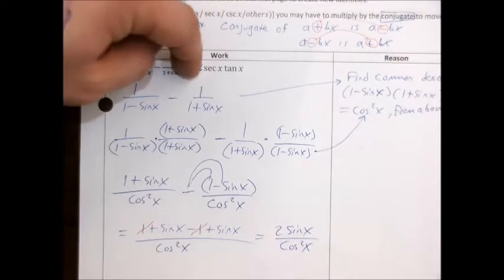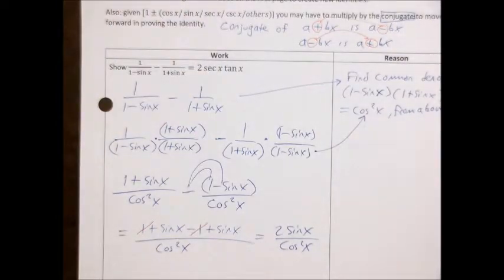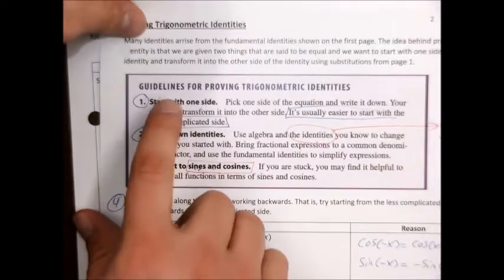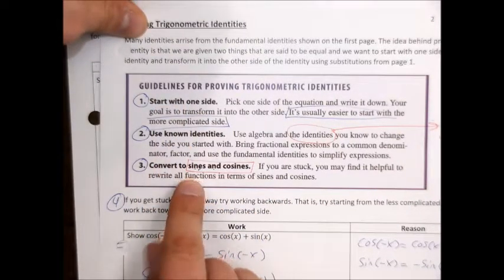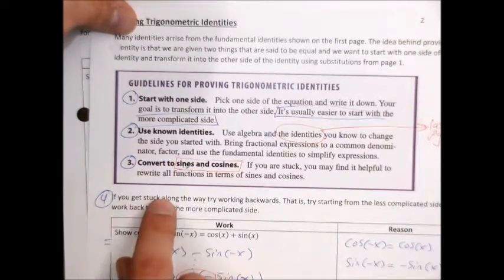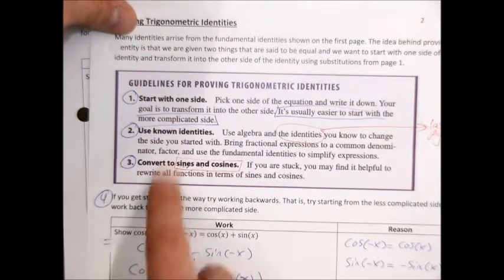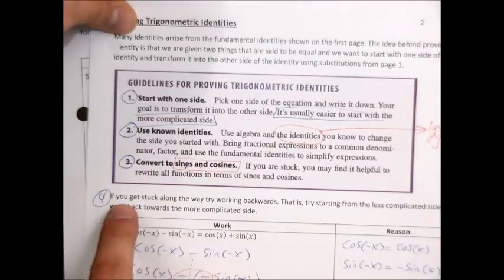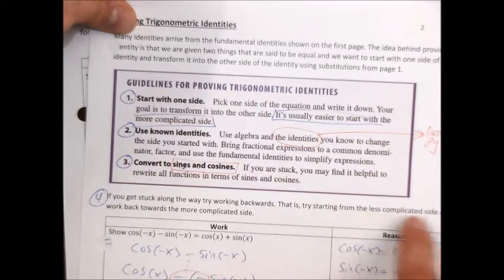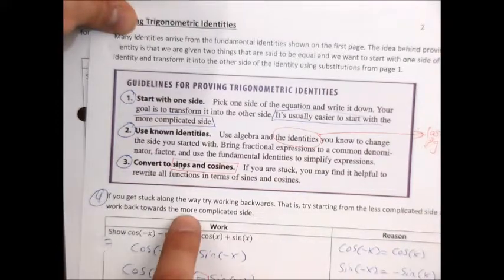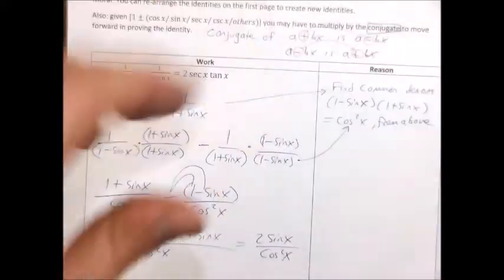And so this is usually where I like to emphasize step 4. So we've talked about step 1 through 3, right? Start with the more complicated side, use identities, change the sines and cosines. We haven't done step 4 yet, and that was the step I added at the end of these, which is if you get stuck, it's helpful to try working backwards. In other words, start from the other side and work back towards the side you've been doing. And so let's just look at what that looks like here.